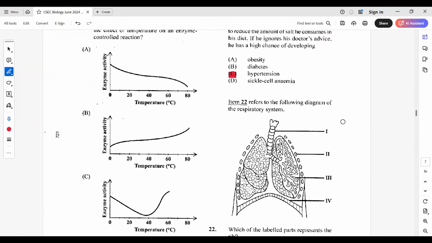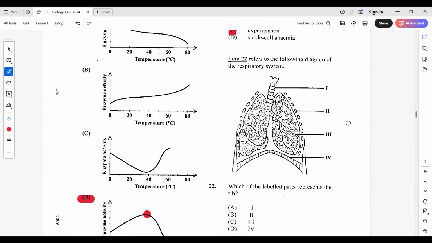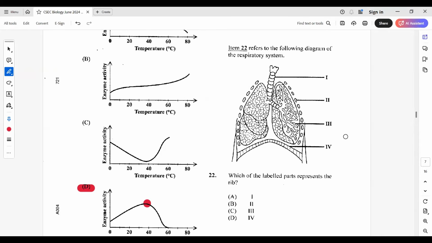Item 22 refers to the following diagram of the respiratory system. We see the parts identified. This looks like the windpipe, the trachea, the ribs, the air sacs or alveoli, the diaphragm, which is labeled. Which parts represent the ribs? We already identified it as B.